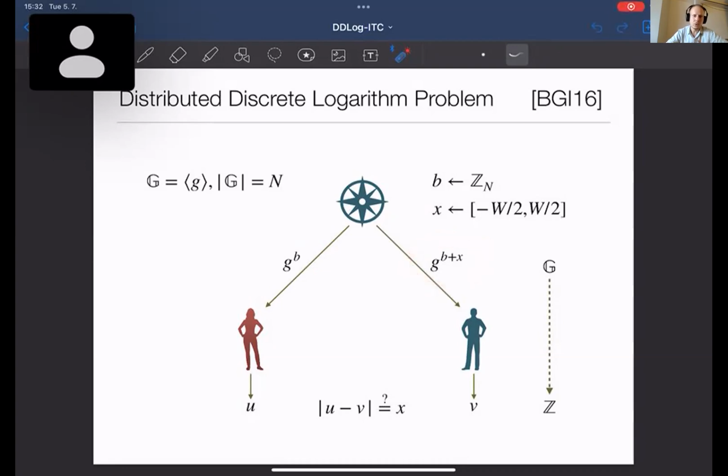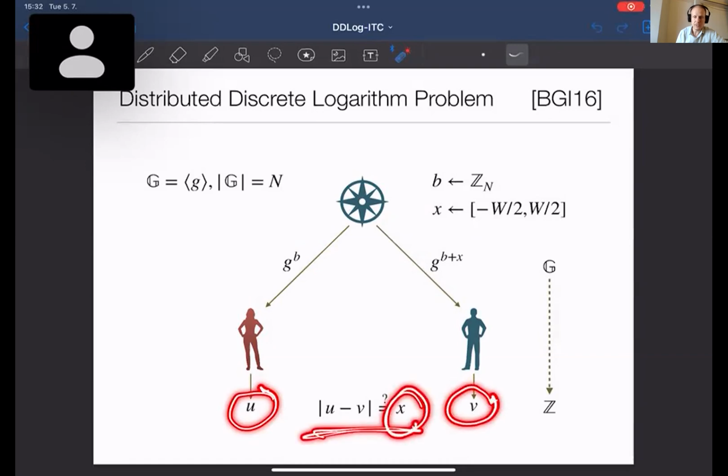And now the goal of the two parties, of Alice and Bob, is somewhat unusual. So Alice and Bob may not communicate. They are not allowed to actually talk at all. And they have to produce some integers, U and V, such that U and V are actually additive shares of the secret X, right? So the goal is this.